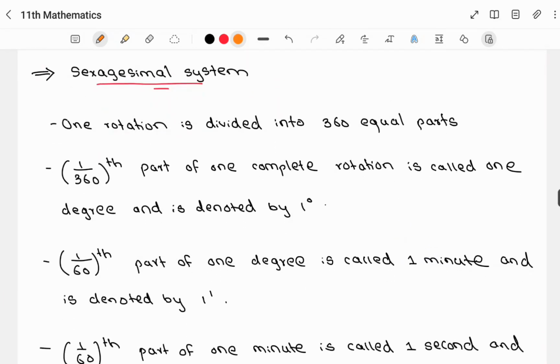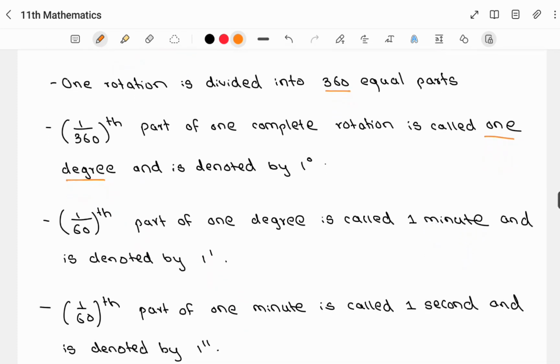The sexagesimal system is a system in which one complete rotation is divided into 360 equal parts, and that single part, which is the 1 by 360th part of a complete rotation, is called 1 degree. Now, if we divide that degree into 60 parts, then 1 by 60th part of that degree is called 1 minute.